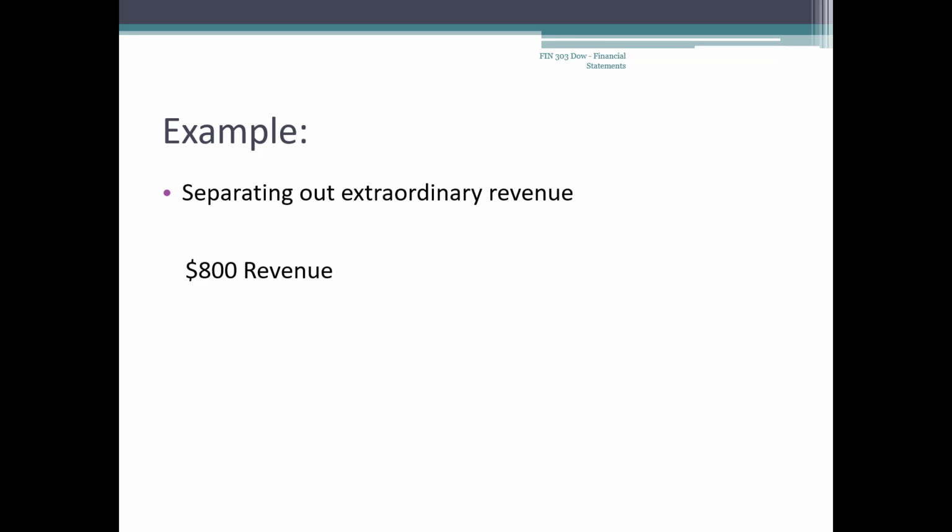Here is another example of breaking things out on an income statement. Here we make note of an atypical or extraordinary item. In this example, we have a catering company that generates $800 in revenue, but $300 of that came from a one-time contract.